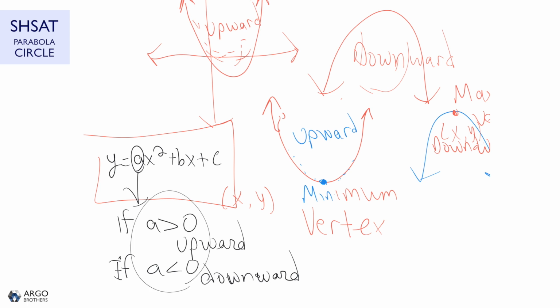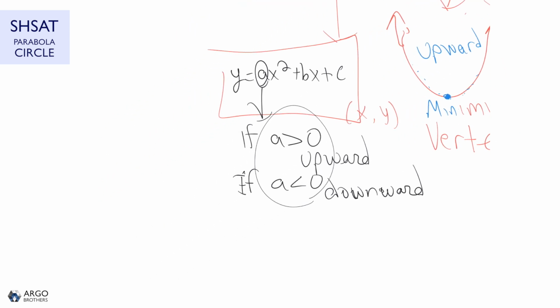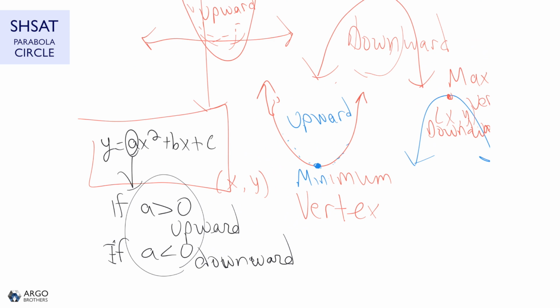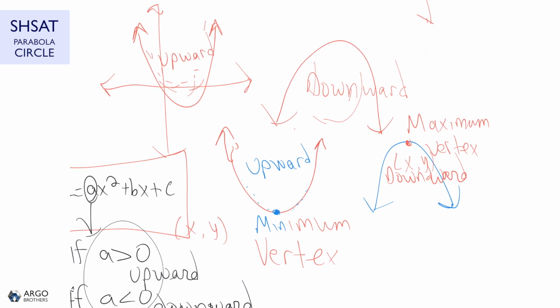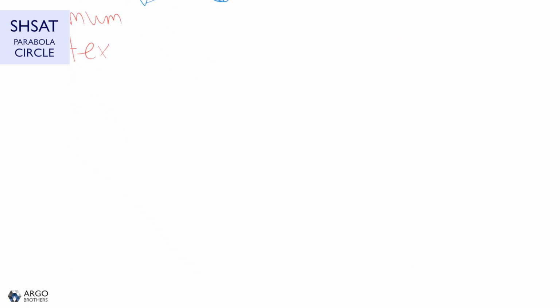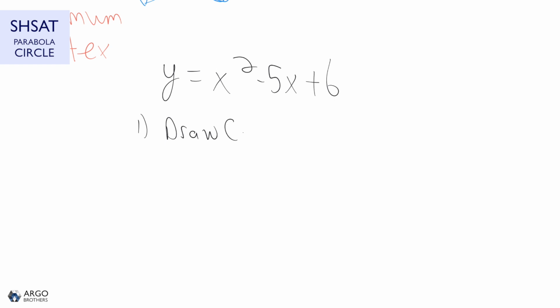So now that we know which way it will face by determining what a is, and we know the minimum and maximum, and we're going to find out how to find it, we can actually start graphing. Now let's actually start graphing quadratic equations. Let's try this out: y equals x squared minus 5x plus 6. The first step to graph would be to draw the coordinate plane, and that's pretty obvious.